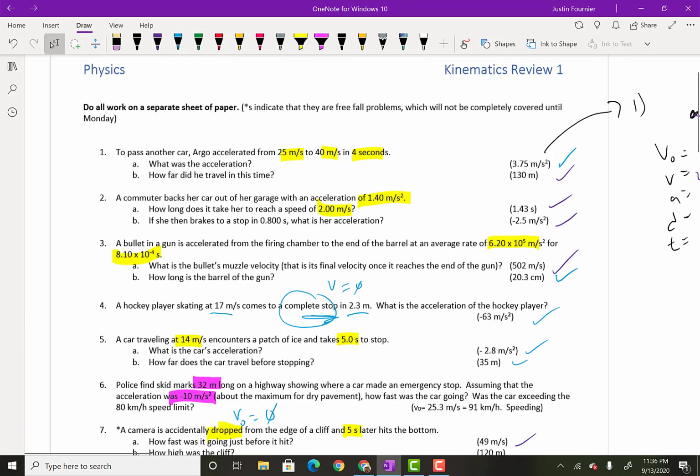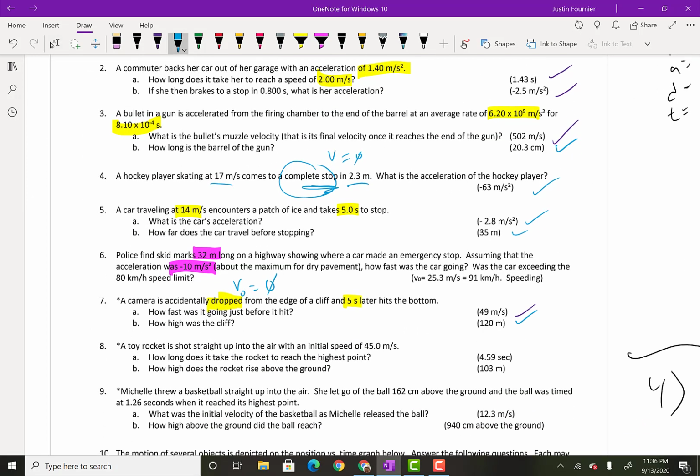And that's pretty much what we get here. 120, again, they probably use 9.8. We use 10. That's fine. That's close enough. Okay, moving on to 8.